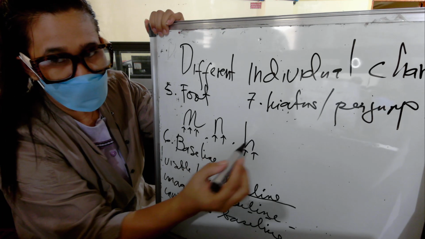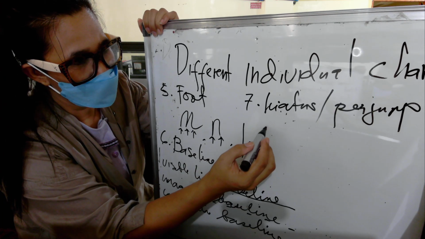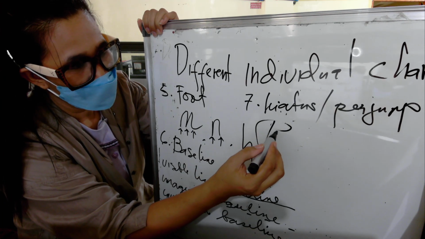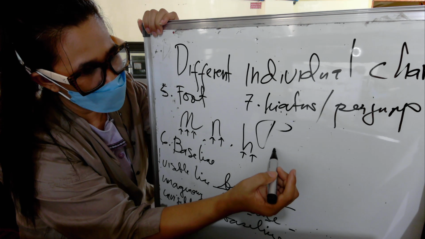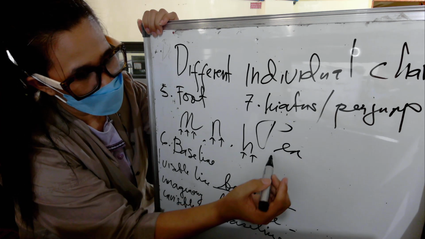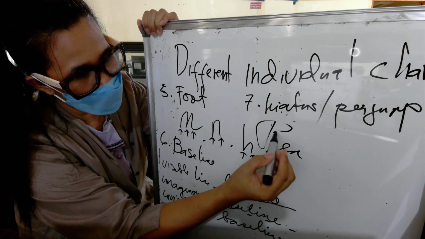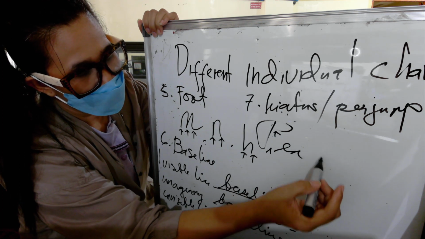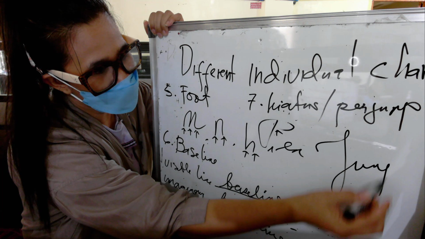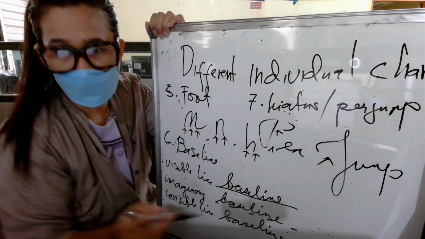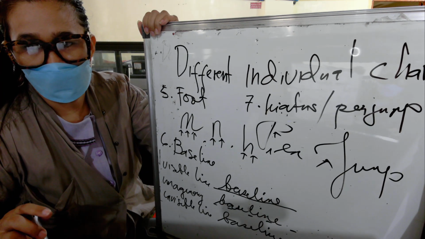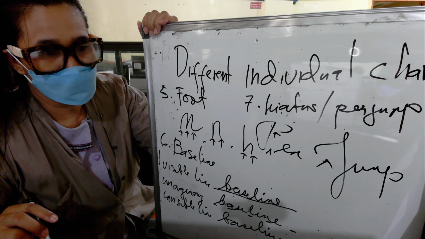So for example, yan, nagmamadali ka sa pagsulat. Tapos, this might be one of the example, and then this one, and then jump, pen jump. Yan. Mga ganun. Those are example of hiatus and pen jump.